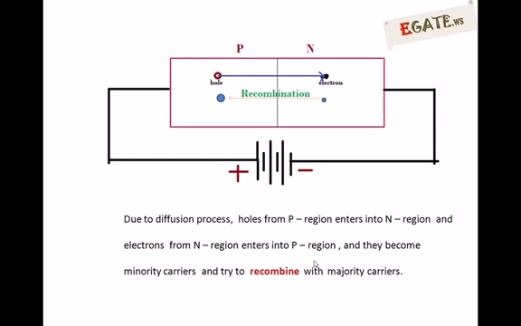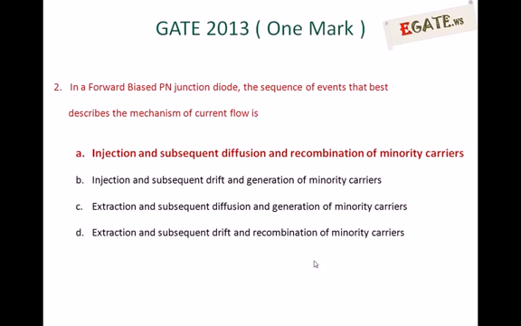So the first process is injection, the second process is diffusion, the third process is recombination. This is the sequence of processes which describes the forward bias phenomenon. So the right answer for the question is injection and subsequent diffusion and recombination of minority carriers.